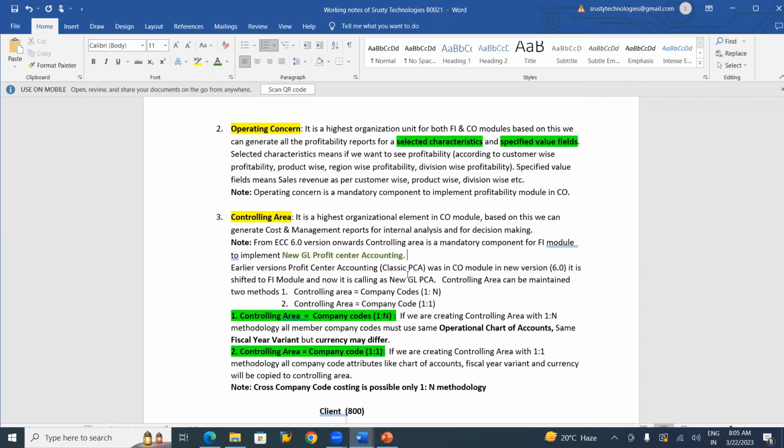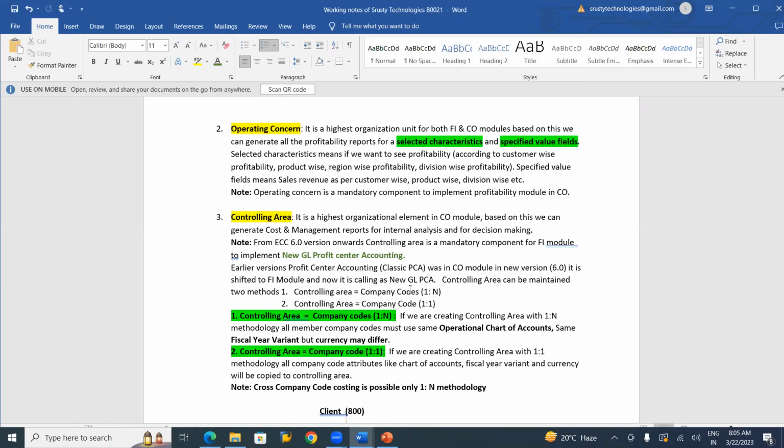And now we are calling it new GL profit center accounting. So in our resumes, we are going to stress more on this new GL profit center accounting. Clear? So that makes a difference.